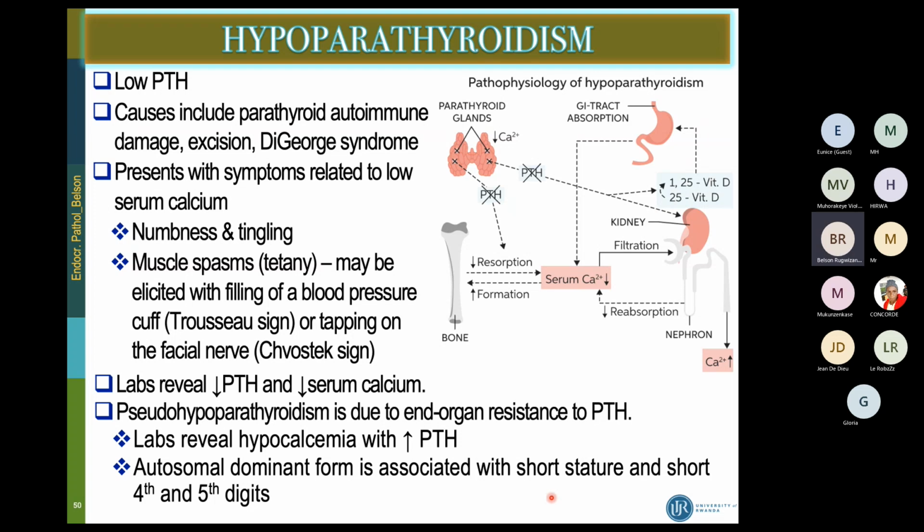So DiGeorge syndrome is a genetic, hereditary syndrome with absence of the parathyroid glands. The symptoms are related to low serum calcium. The patient will present with numbness, tingling, muscle spasms, or tetany.